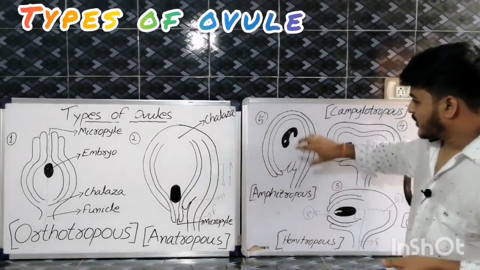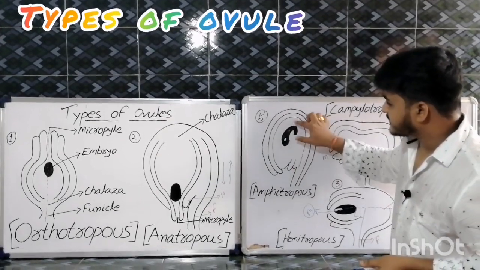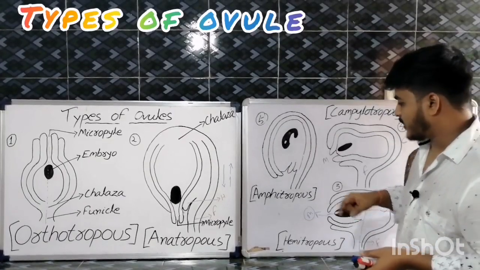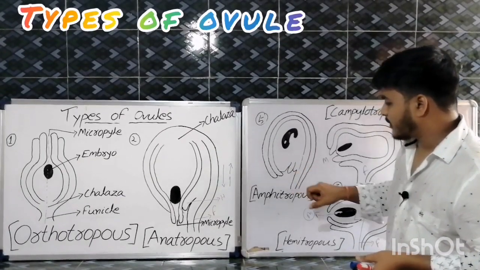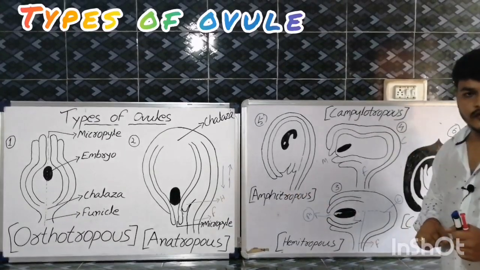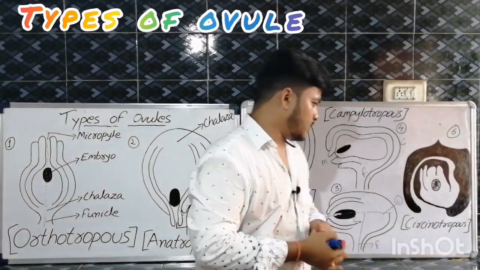So in this case the chalazal point is changed towards your micropylar point, and the micropylar point is changed towards your chalazal point, and the funicle and your micropylar point are quite opposite to each other. This is the main feature of your amphitropous ovule. And the last one is your circinotropous ovule.